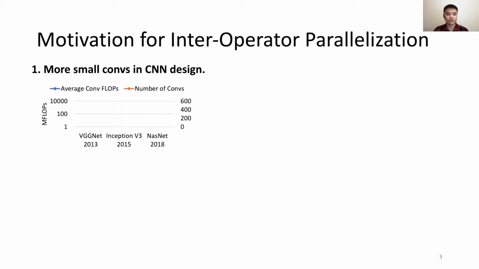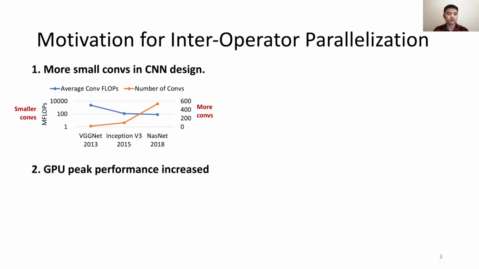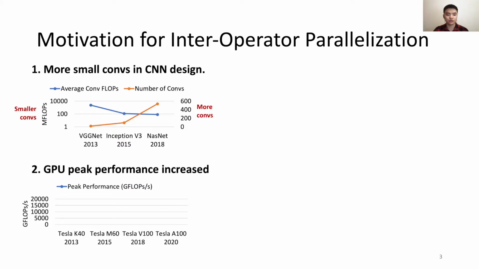Here, we use VGGNet, Inception v3, and NASNet as examples. People tend to use more convolutions in their network. However, the average convolution size decreased. On the other hand, the GPU peak performance increased a lot. We take NVIDIA Tesla GPUs as an example. The peak performance increased almost linearly with time.